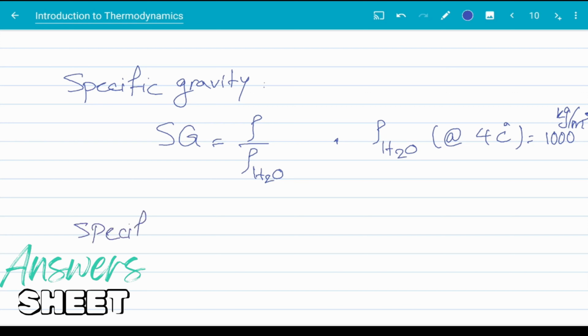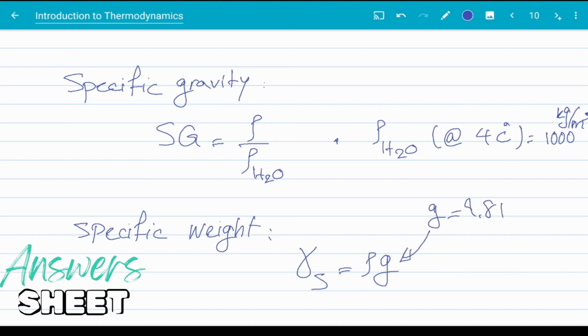Specific gravity is mostly used to show the density of industrial grade oils. Specific weight, we show it with small Greek letter gamma and a subscript of S, is the density times gravitational acceleration g, which is 9.81 meters per second squared in SI units, but for the sake of simplicity, we usually take it as 10.